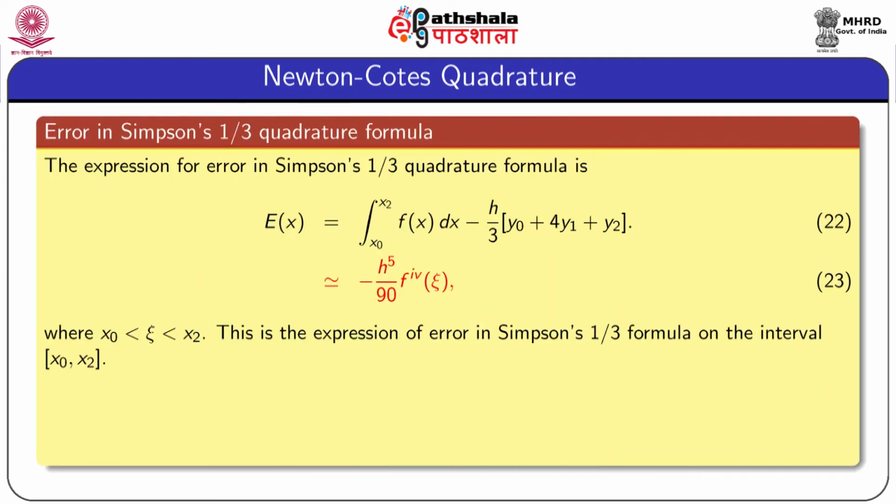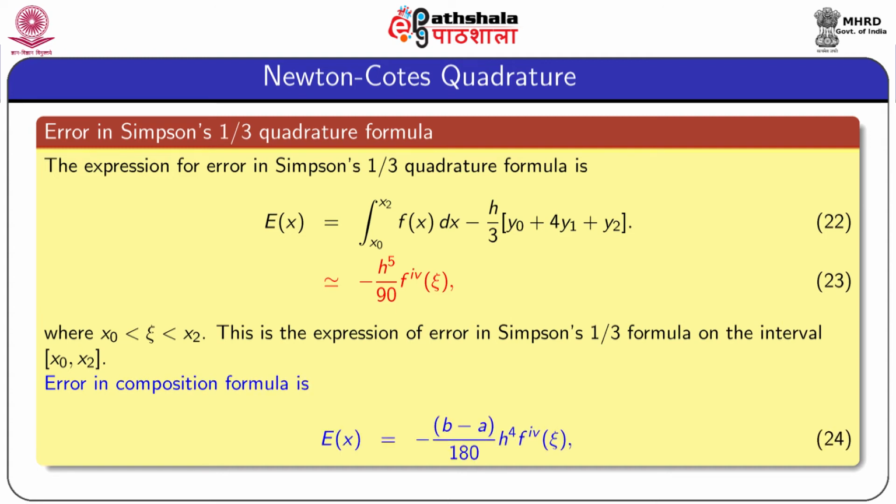The expression for error in Simpson one-third formula is calculated below. Ex is equal to the difference between the exact value of the integration and the approximate value obtained by the Simpson one-third formula. After simplification, that means after expansion by Taylor series, we obtain the error Ex equal to minus h to the power 5 by 90 times the fourth derivative of f at xi. That means equation 23 gives the error in the basic Simpson one-third formula, where xi lies between x0 and x2. And for the composite Simpson one-third formula, the expression of error is given by equation number 24.